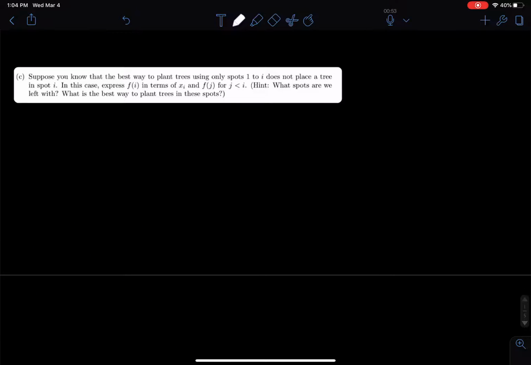Now, we're going to figure out how to compute larger f of i in terms of smaller ones.